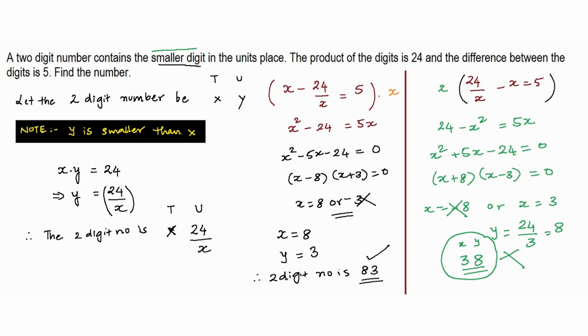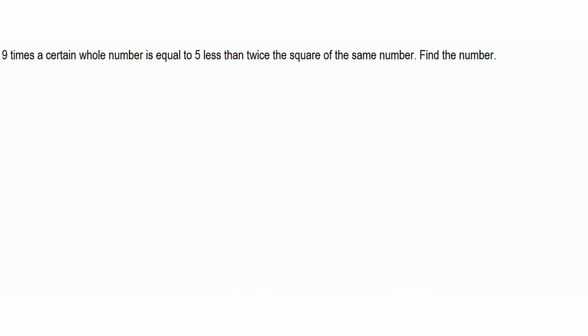Moving on to the next question. 9 times a certain whole number is equal to 5 less than twice the square of the same number. Find the number. So let the number be x. Now let's take the conditions.